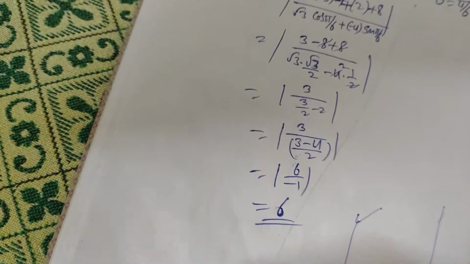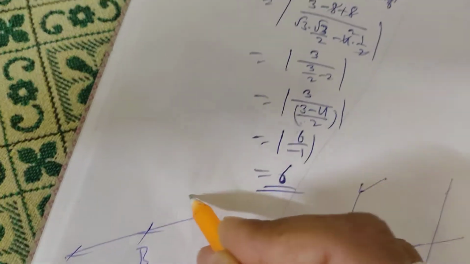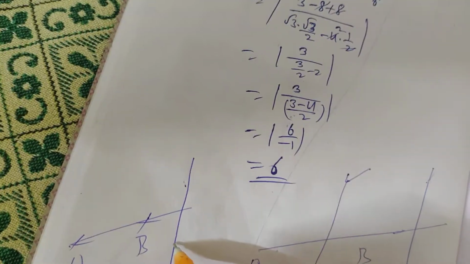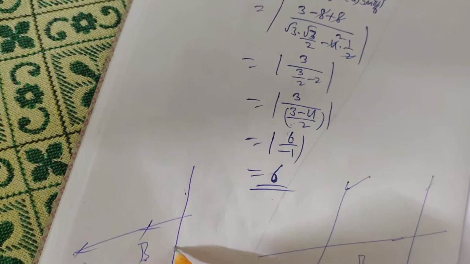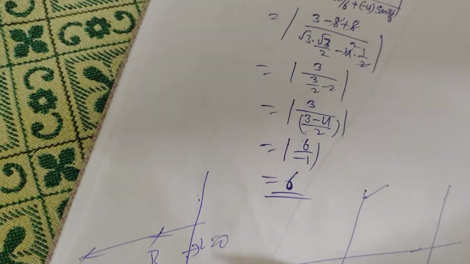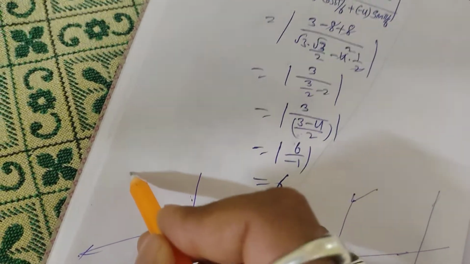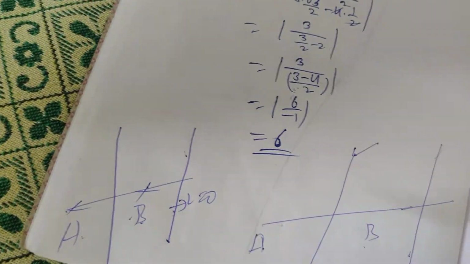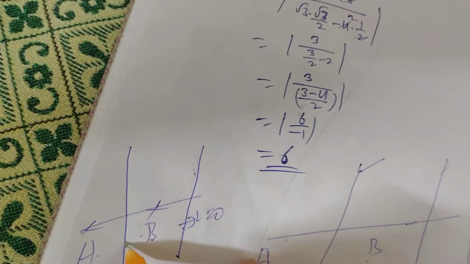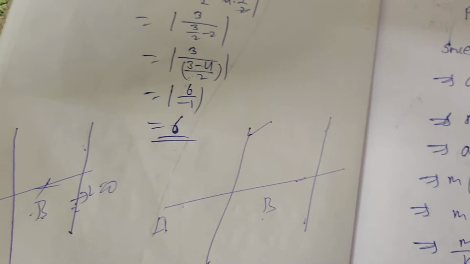Same side means it may be like this. So this is line segment AB, and suppose the line is going like this. So A and B are on the same side of L equal to 0. Opposite side means A and B are on opposite sides of L equal to 0, which means the line may be going in between A and B. This is for opposite side, and this is for same side. Okay, so there are two possibilities.